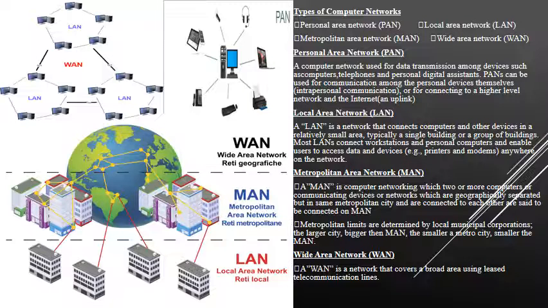Types of computer networks. Personal area networks. A computer network used for data transmission among devices such as computers, telephones, and personal digital assistants. PANs can be used for communication among the personal devices themselves, intrapersonal communication, or for connecting to a higher level network and the internet, an uplink.